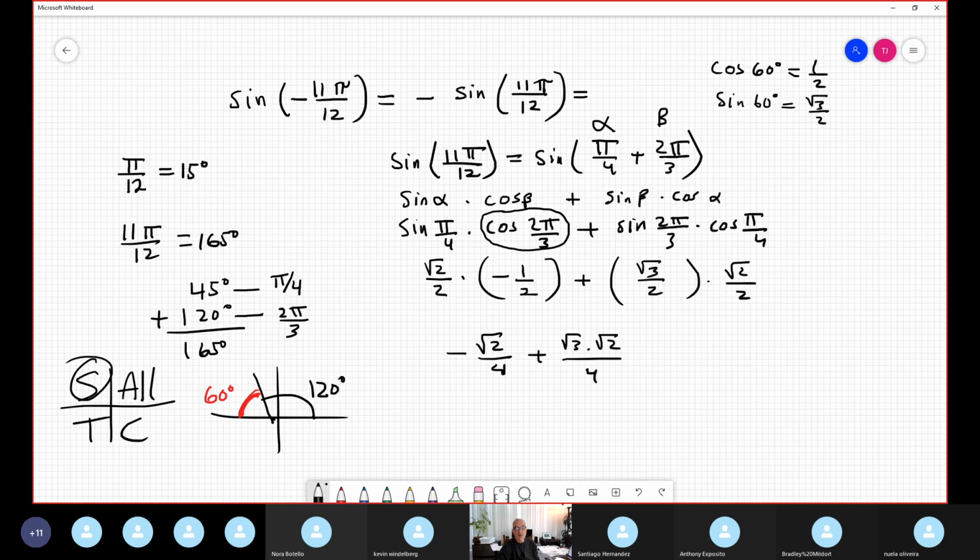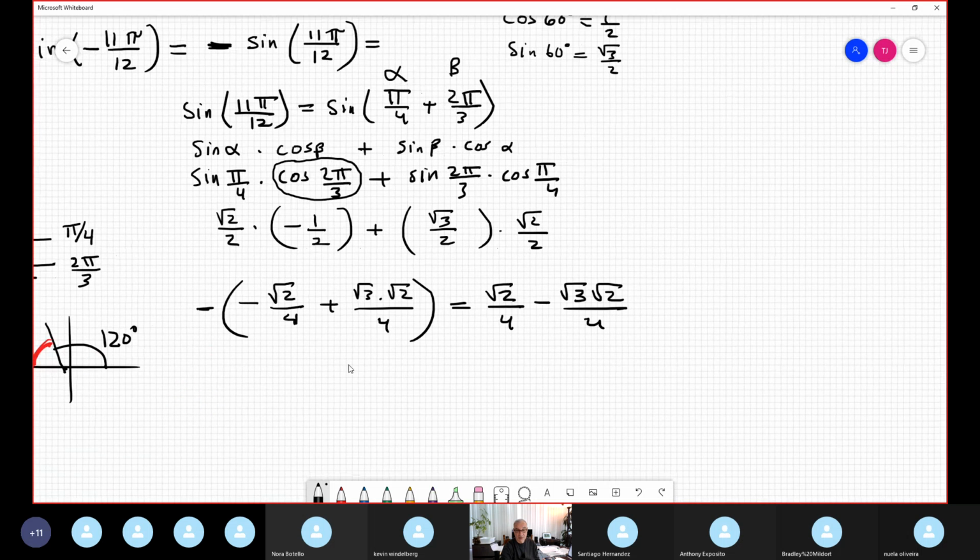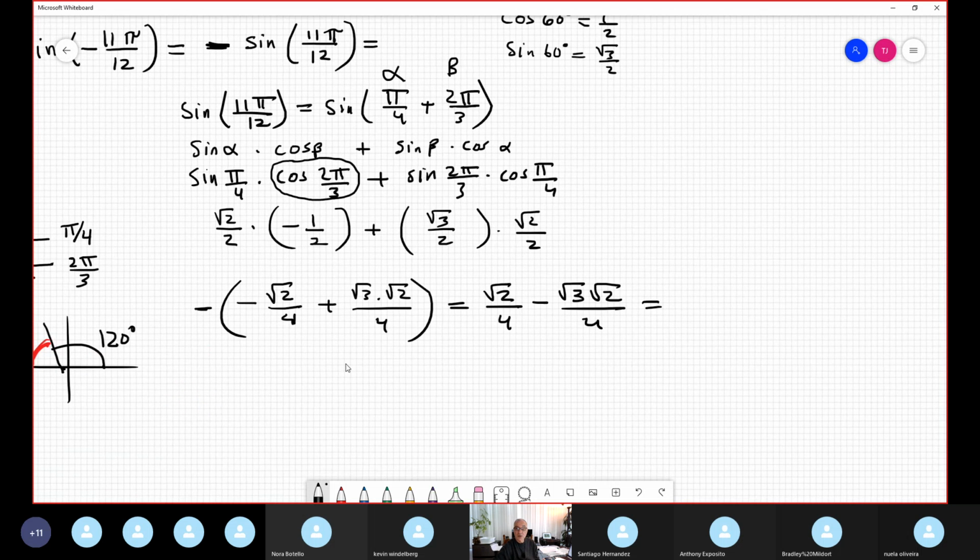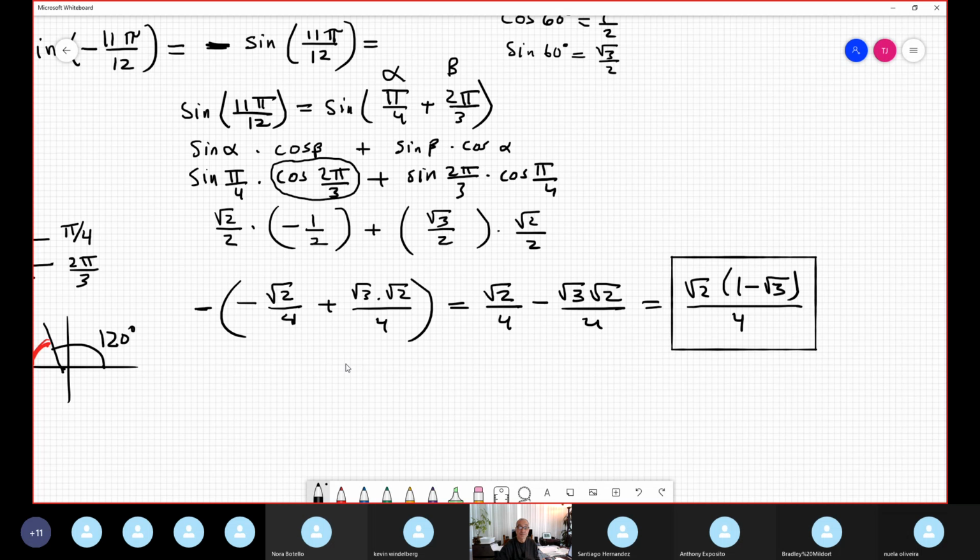Don't forget, this is the crucial moment, this negative. Because I manipulate without the negative. So, since it's negative here, it's obvious that the first part becomes positive and the second negative. If you want, I like that, but it's not strictly necessary. The LCD is 4 and radical 2 is a common factor, so we have 1 minus radical 3. And it's my beautiful final answer. Super cool.